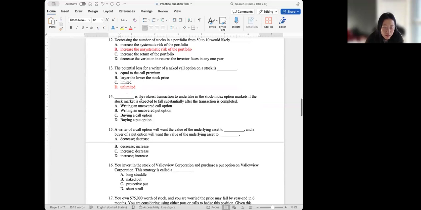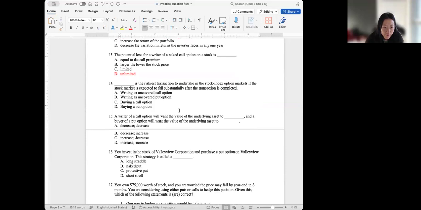And moving down, what is the riskiest transaction to undertake in the stock index option markets if the stock market is expected to fall substantially after the transaction is completed? Okay, so we have a perception that the stock market will fall substantially, which means that ST, the stock price, will go down substantially. So in that case, which position listed here may be exposed to the highest risk? In other words, let me translate it: we will lose the most. Which position here will make the investor lose the most money?